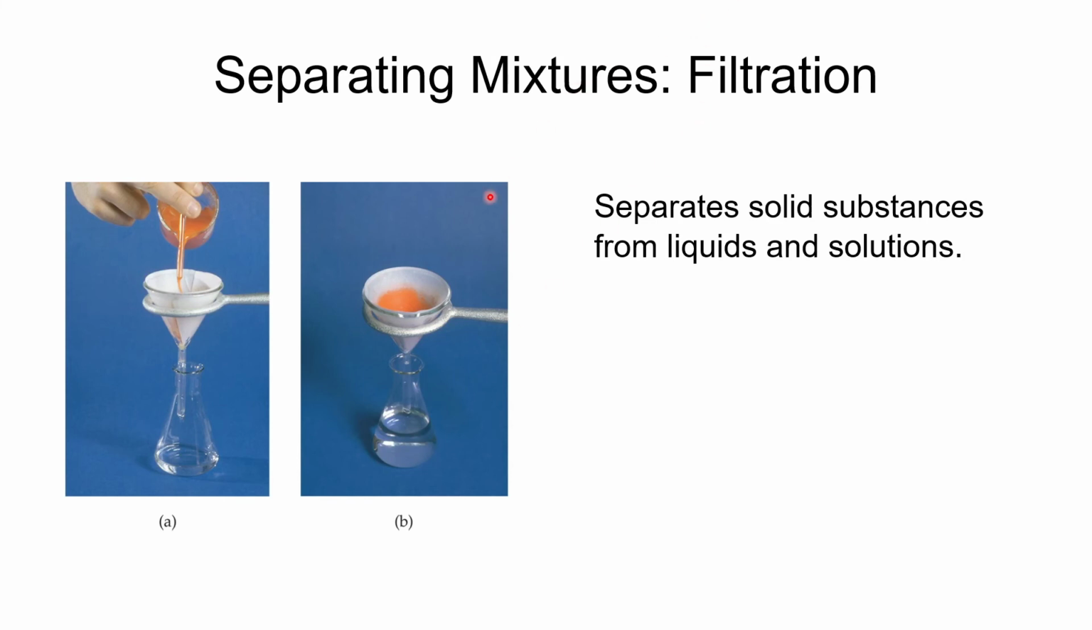And when we filter something, we separate a solid from a liquid by pouring that mixture, that heterogeneous mixture, through a piece of filter paper. The liquid will go through the filter paper and the solid will stay on the filter paper. Filter paper is essentially like a coffee filter.